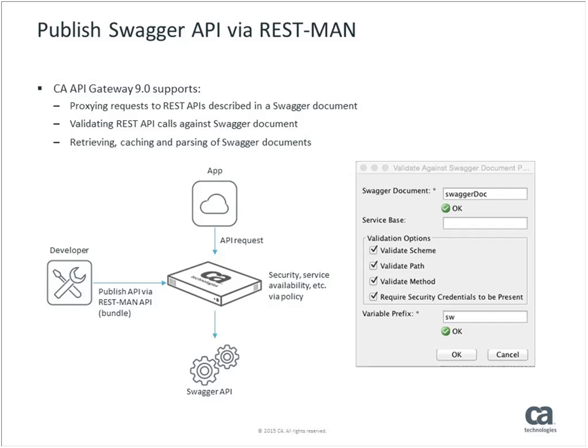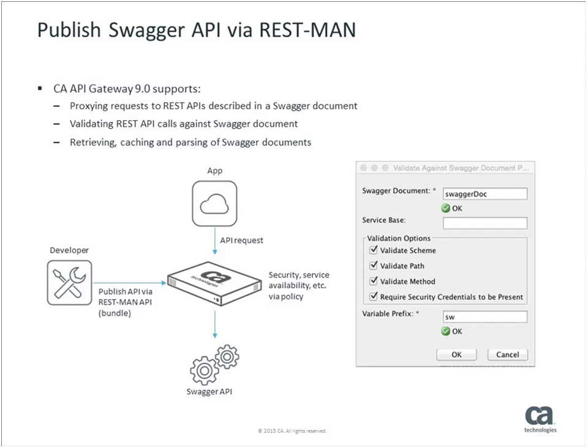into a gateway. The RESTman bundle will include a reference to the Swagger document as a URL, and then the gateway will be able to fetch and retrieve the Swagger document. It'll cache it, and it'll use it for things like validating REST API calls against that Swagger document. And if the Swagger document is updated, the gateway can dynamically retrieve and cache the new version of that document.